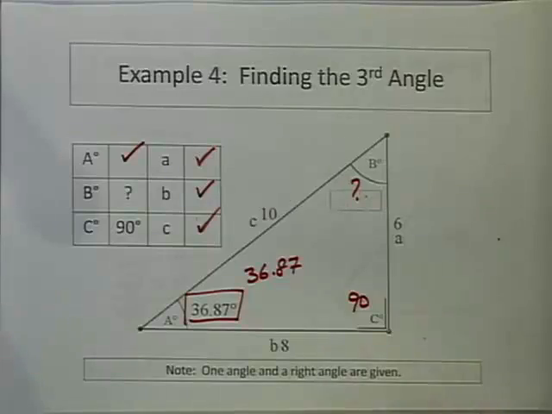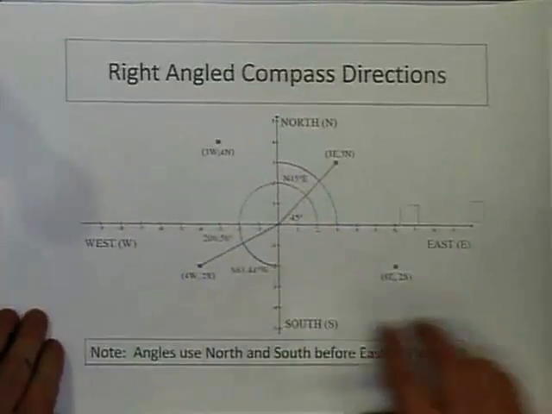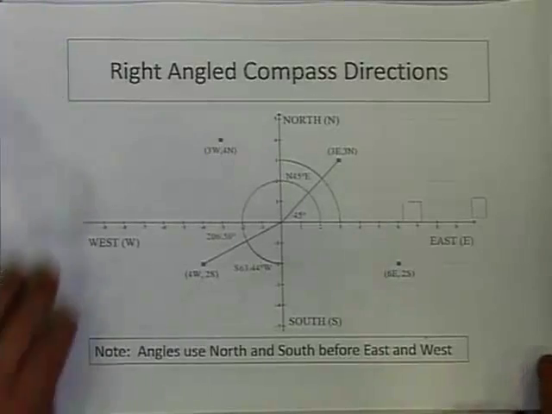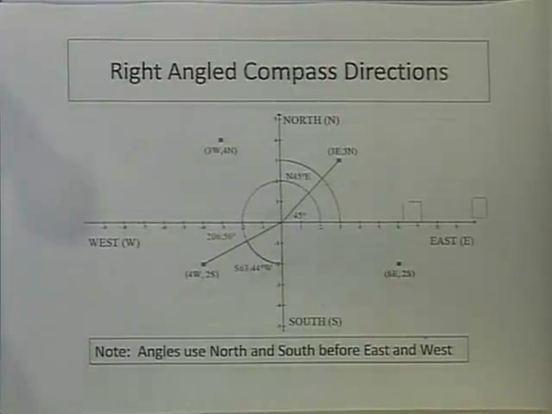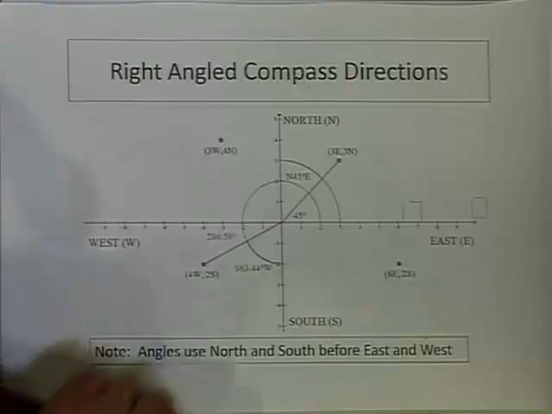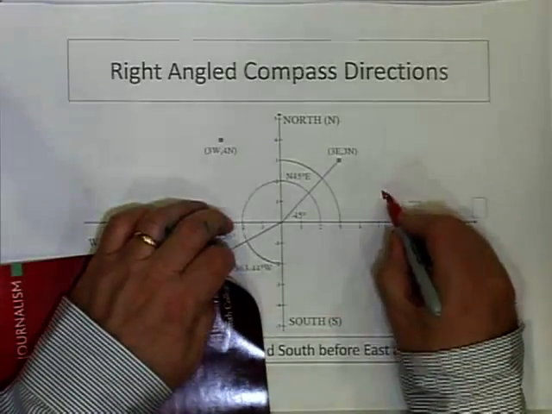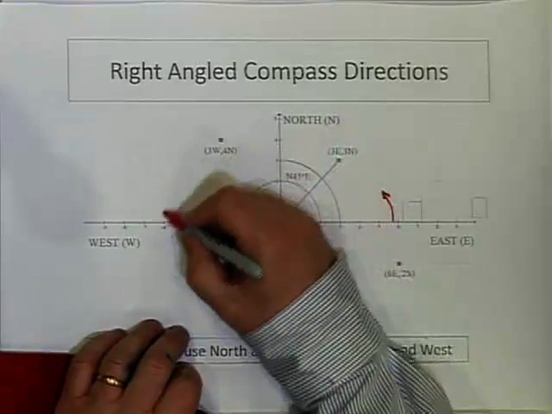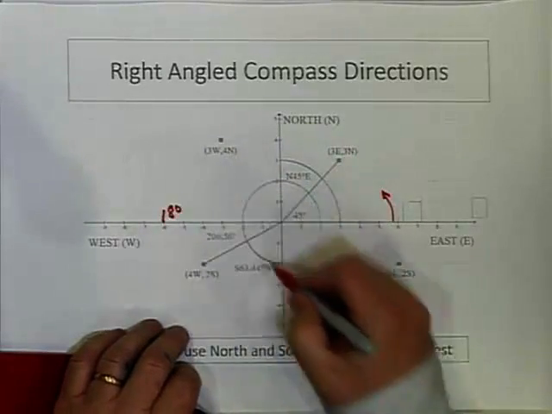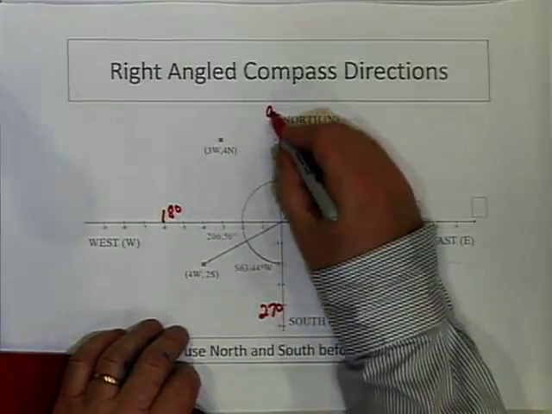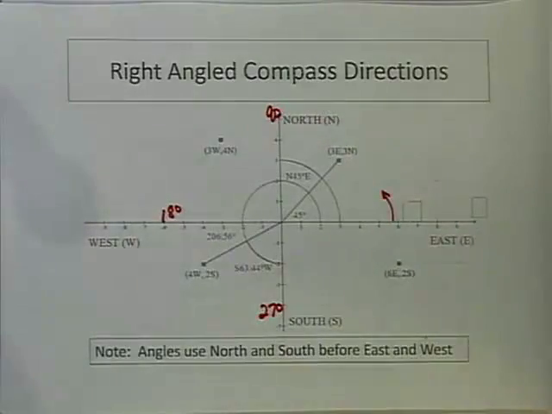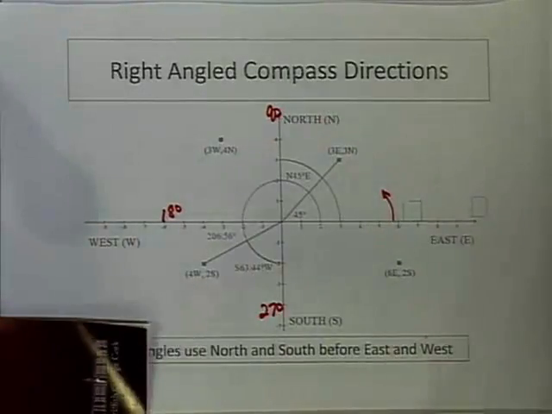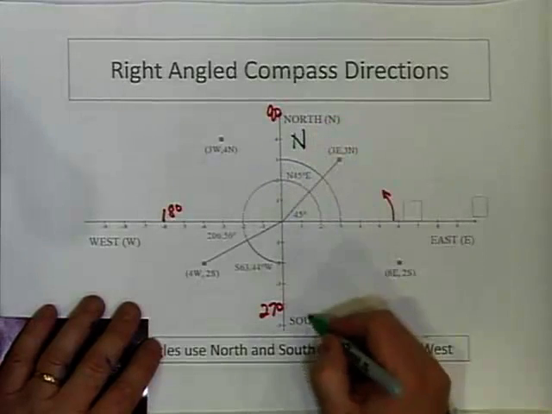Now, the last topic in session 1 is the right-angled compass directions. What they do in navigation is they don't use the cosines and the sines and the various angles that we're used to, of starting here at 0 degrees and this being 90 and this being 180 and this being 270 and all of that.